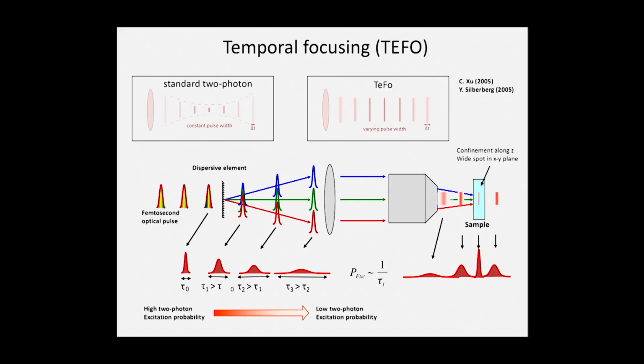Just to draw the comparison to the standard two-photon microscope that you are more familiar with: in the standard two-photon microscope, both the localization laterally and axially are generated by the focusing in space, and in temporal focusing, the axial localization is generated by manipulating the spectral properties of the pulse, and laterally we can focus in space.